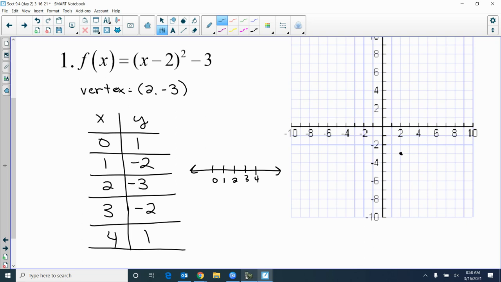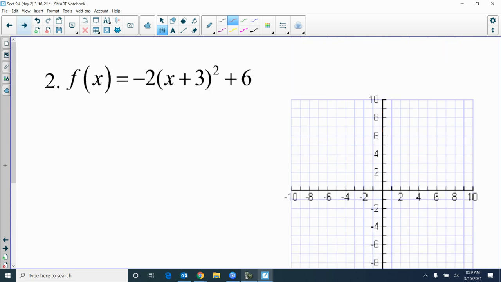0, 1. 1, -2. Whoops, I even put it in the wrong spot. 1, -2. 2, -3. 3, -2. 4, 1. And it should look like that. Okay. Morgan, did I do that right? All right, thanks. I need that reinforcement. Positive reinforcement goes a long way.